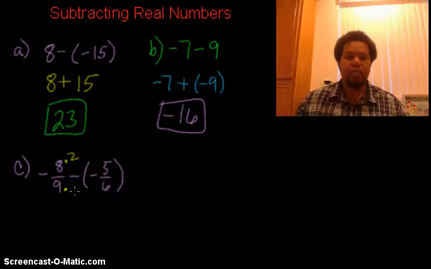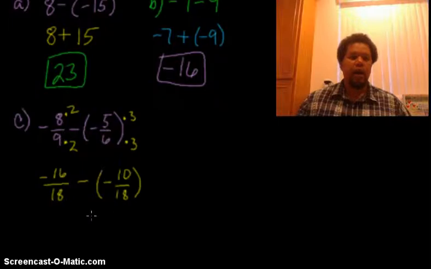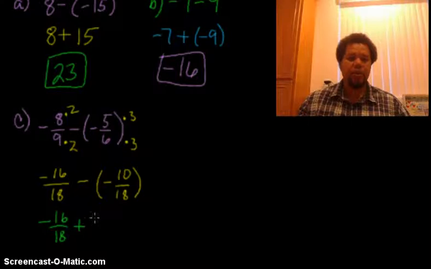So in this case, we're going to multiply the top and bottom by 2, and in this one, we're going to multiply the top and bottom by 3 so that we have fractions with a common denominator. All right, so now that we have a common denominator, we're going to use the subtraction definition. So that means we're going to have negative 16 over 18 plus a positive 10 over 18.